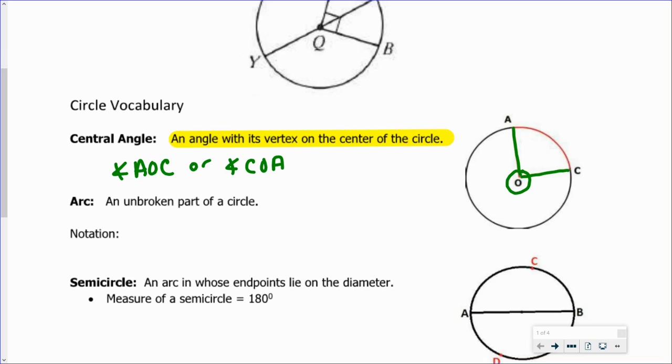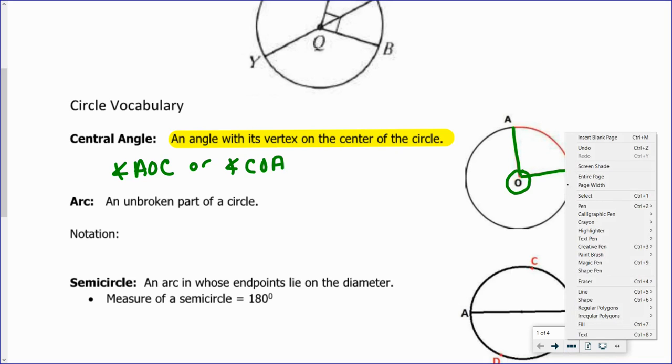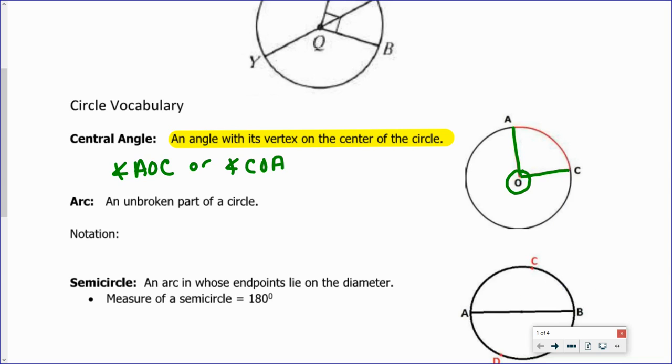Now, an arc, on the other hand, is an unbroken part of a circle. So again, I'm going to grab the pen. Now, this diagram here, it's highlighted in red, but I'm going to highlight it over here as well in blue. Okay, this is an example of an arc of a circle. Now, there's different types of arcs that we're going to study. Okay, we've got the semicircle, we've got the minor arc, and we've got the major arc. And there's differences between each of them.